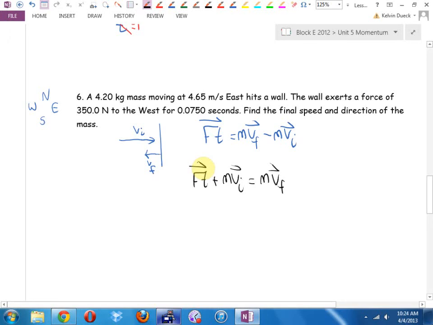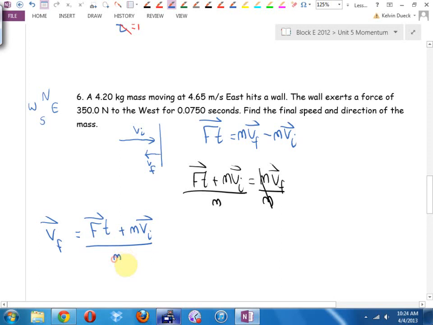Okay. What are we trying to find? How would I get the VF by itself? Okay, so I'm going to now divide by m. I'll divide this whole thing by m. Now the masses aren't going to cancel because I don't have a mass in everything on the left-hand side. But I'm going to get this. The final velocity is going to be the force times time plus the mass times the initial velocity, and then divide that whole thing by the mass. Okay. Can do this.